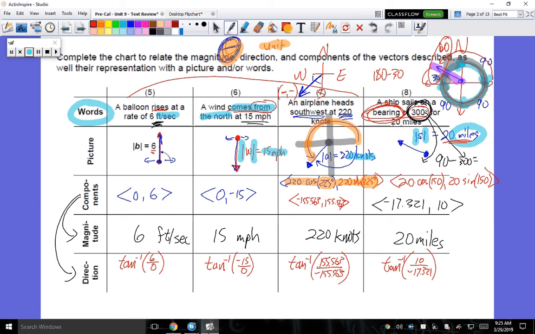Okay, so 0, 6, I have a positive, positive, so this is going to be the first quadrant. I have a positive, negative. This is going to be the fourth quadrant. I have a positive x, negative y, that's the fourth quadrant. Negative x, positive y, that's the second, and negative x, positive y, that's the second.